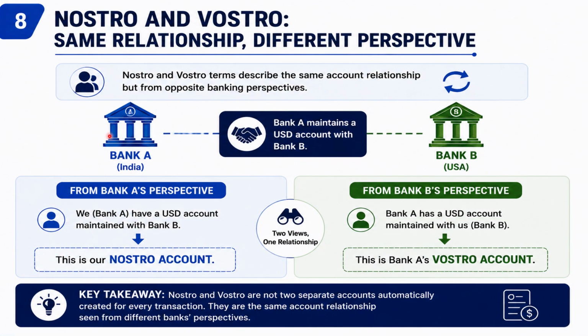This is the most important point to remember. Nostro and Vostro should not automatically be understood as two completely separate accounts. They commonly describe the same account relationship from the perspectives of the two banks involved. Bank A says, "our account with Bank B," and calls it Nostro. Bank B says, "Bank A's account with us," and refers to it as Vostro. The terminology depends on whose perspective we are considering.